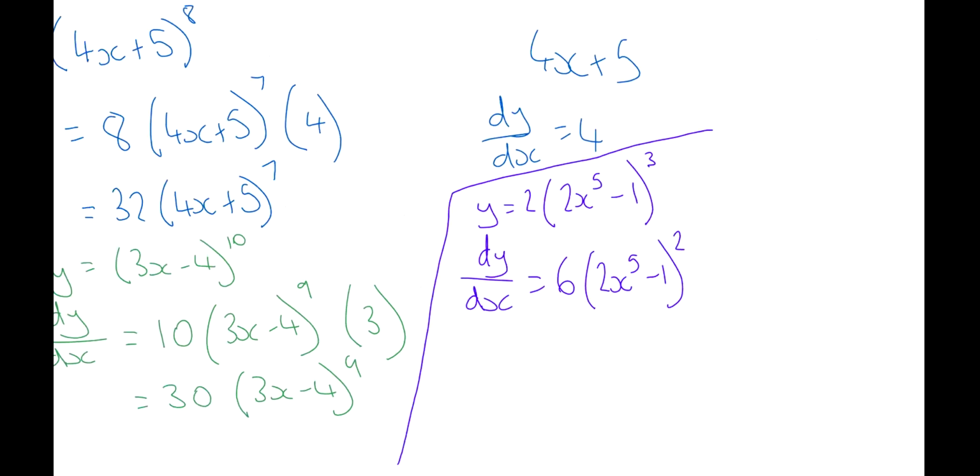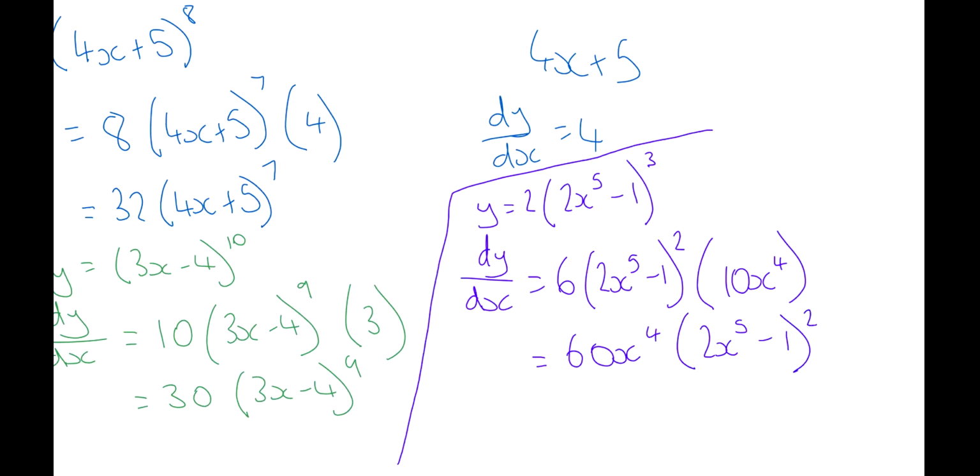Then what happens here? What is the derivative of these brackets? Good, 10x to the power of 4. This disappears, but that matters. Now this is going to multiply this. So what do I get? 60x to the power of 4, and then my brackets are 2x to the power of 5 minus 1, all squared. All right, we getting the hang of this?